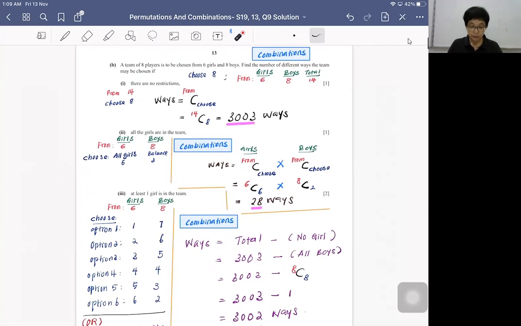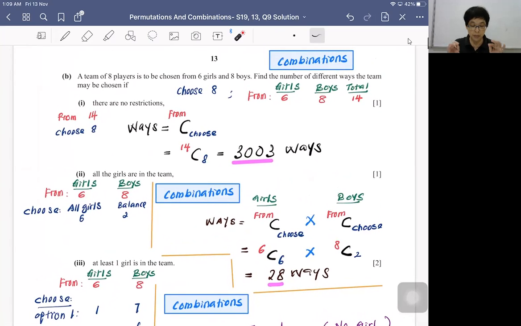Okay, part B. Wow. A team of 8 players is to be chosen from 6 girls and 8 boys. Find the number of different ways the team may be chosen if all the sections are given below. Now, we're going to pause, and as usual, we're going to analyze, dissecting the questions carefully and organizing the information given to us.